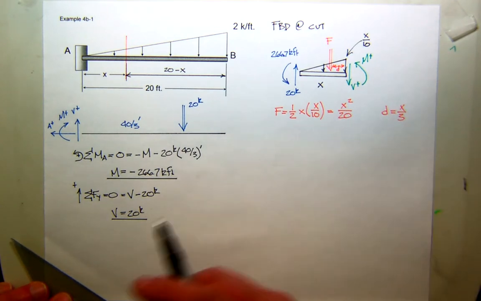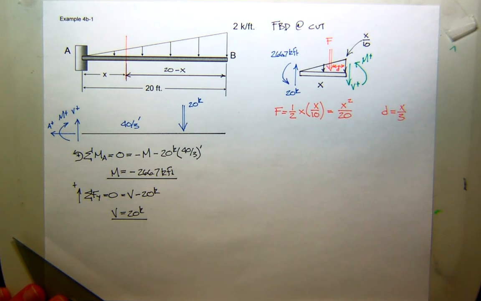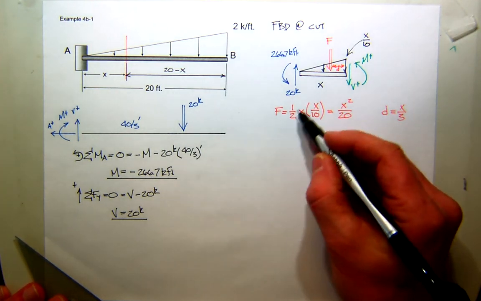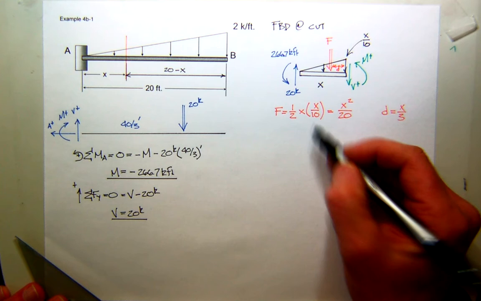Where did you get your 1/2 x from again? Oh, well, the area of a triangle is 1/2 base times height.